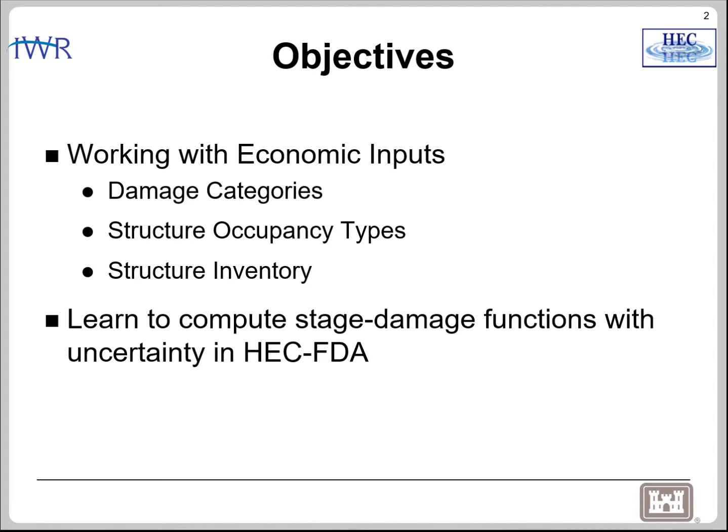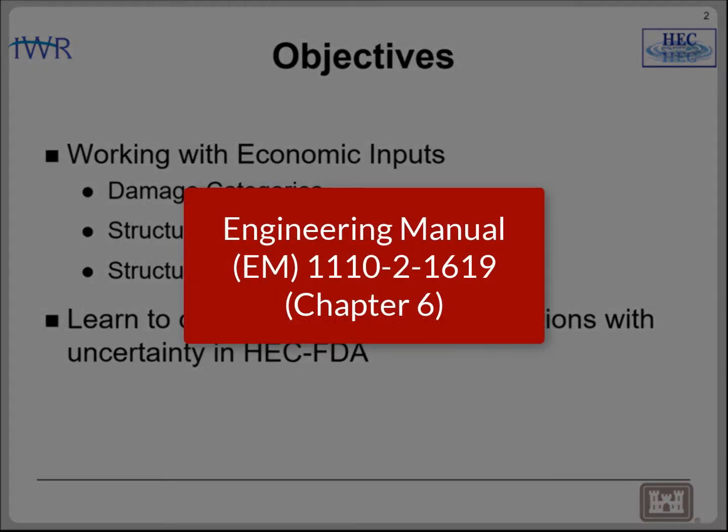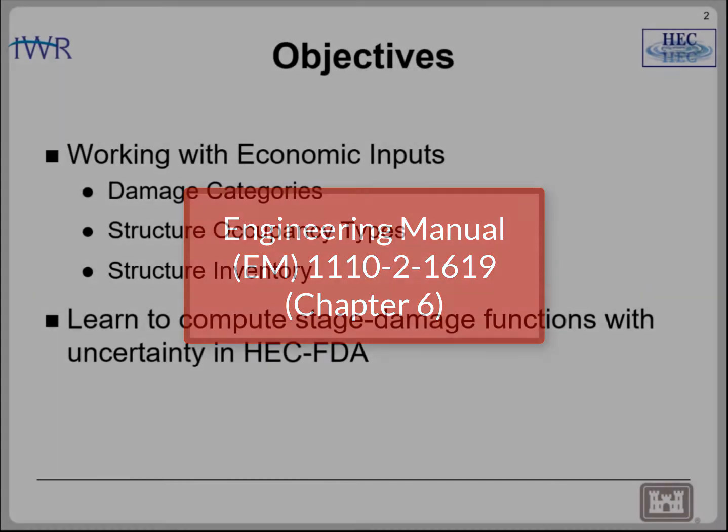There are two goals in this workshop. The first goal of this workshop is to become familiar with methods for quantifying uncertainties in variables that are combined to predict damage with uncertainty. A second goal is to become familiar with entering inventory data necessary in the model. The basic procedures followed here in this workshop are also those described in Chapter 6 of EM, or Engineering Manual 1110-2-1619.